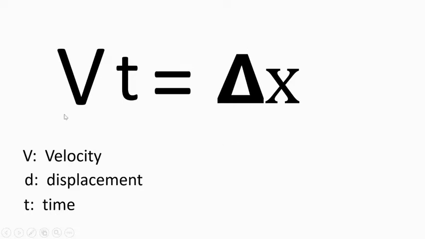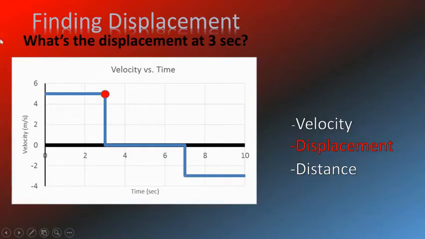and this equation is true anytime that there is a constant velocity. So velocity times time, if you look at the graph, is actually the height times the width of a rectangle. And so the height times width of this graph is going to give you the displacement. Okay, so let's say we're asked to find the displacement in 3 seconds, right?